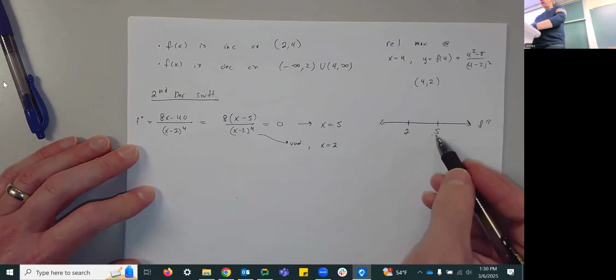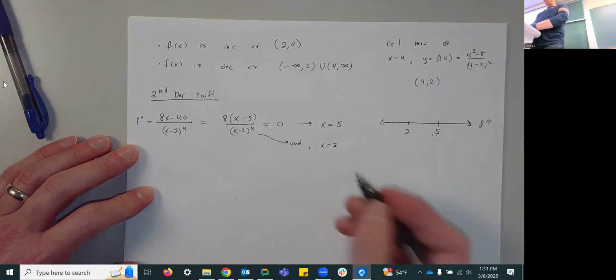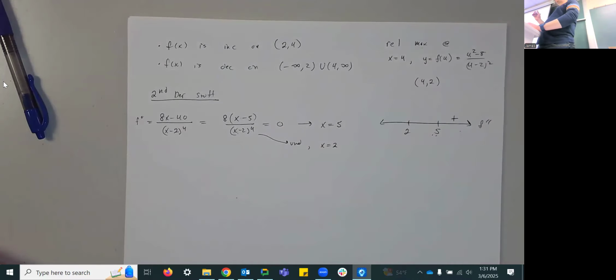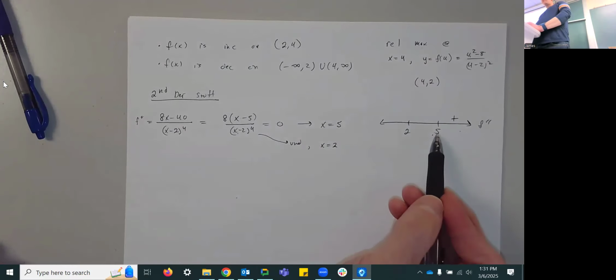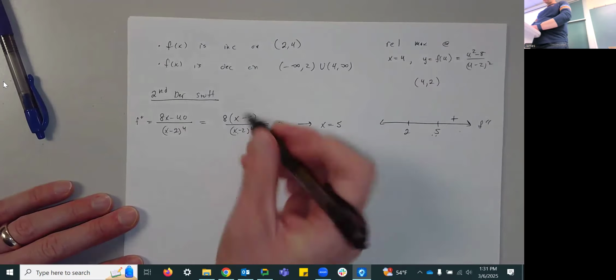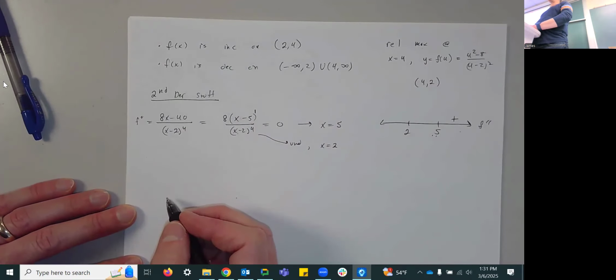Pick a number larger than 5, like 7, plug it in. 7 minus 5 is positive, 7 minus 2 is positive. The whole thing is positive. Now, if you want, you can keep picking numbers. It's totally fine. Alternatively, you can look at the place where the critical number came from, look at the factor it corresponds to, and the degree or multiplicity of that factor tells us whether you change or stay the same.